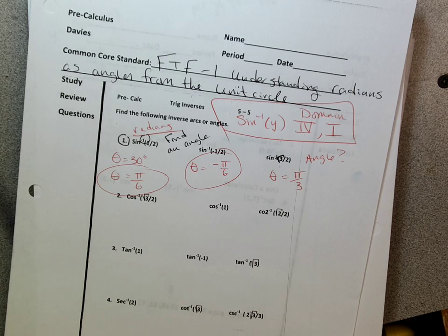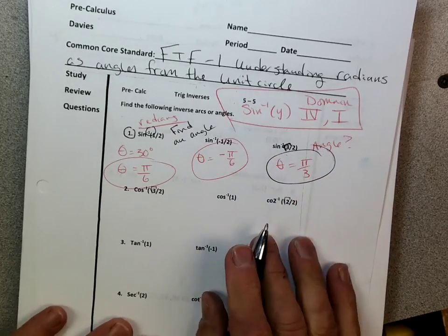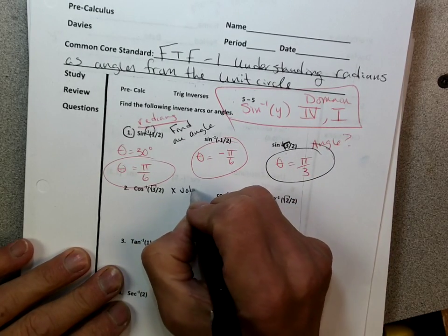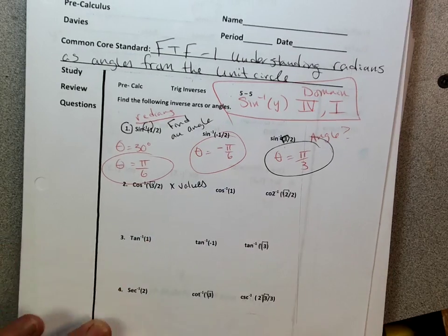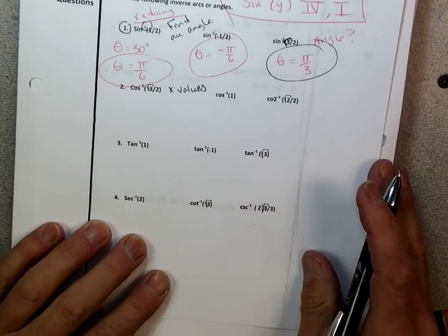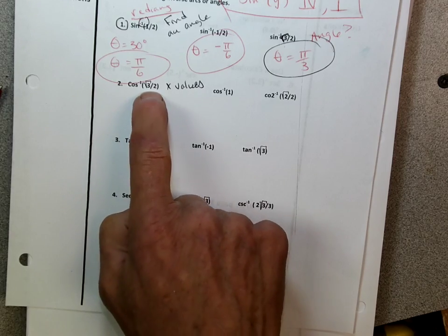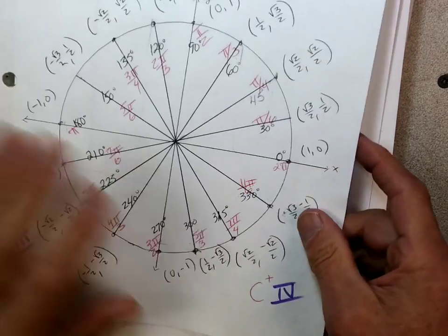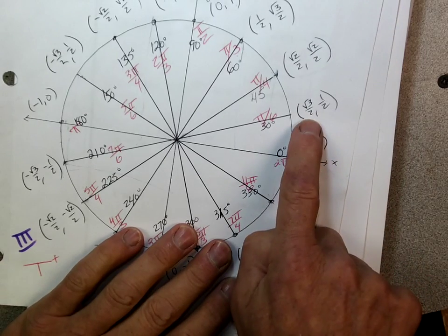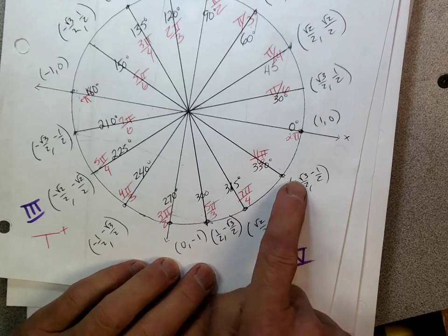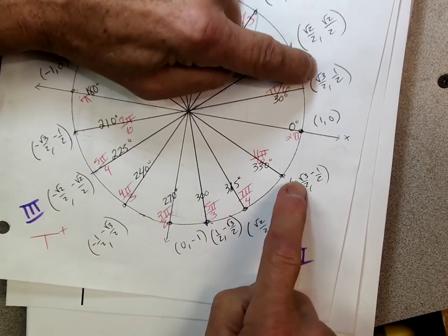So let's take a look at cosine. To do cosine, we're looking for x values. So if I want cosine inverse of the square root of 3 over 2, I'm looking for an angle where the x value is the square root of 3 over 2. So look at my unit circle. Here's an x value, square root of 3 over 2. Here is another x value, square root of 3 over 2. Both of these have the square root of 3 over 2.